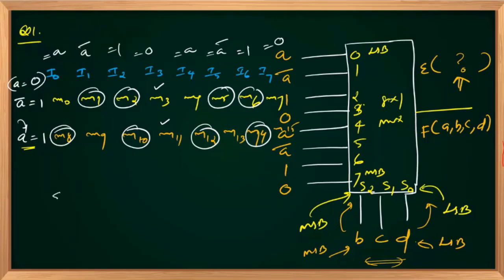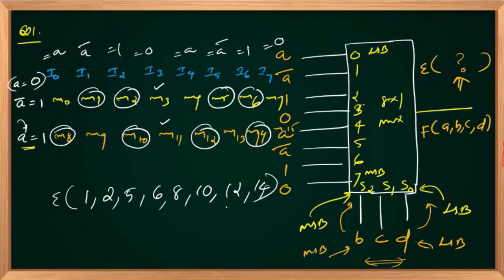So the circled minterms in progressive order are 1, 2, 5, 6, 8, 10, 12, and 14. Right. Very good. It's quite simple.